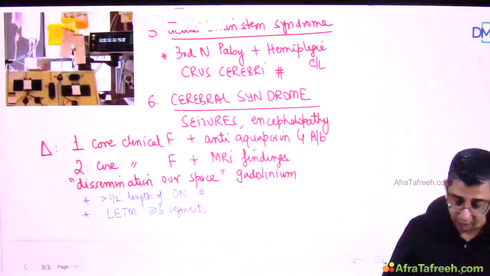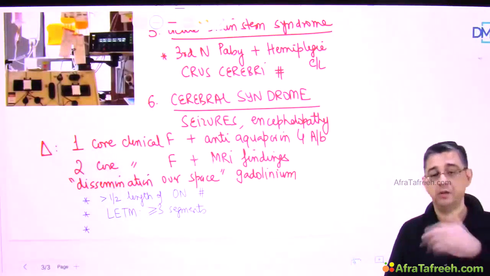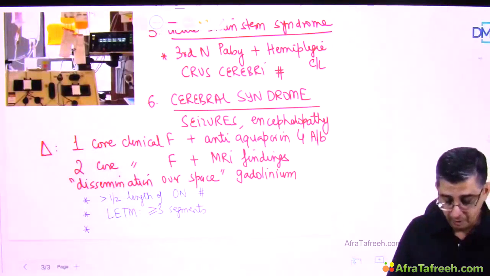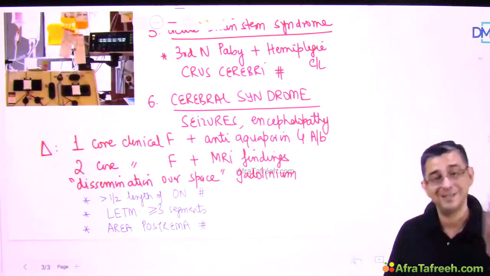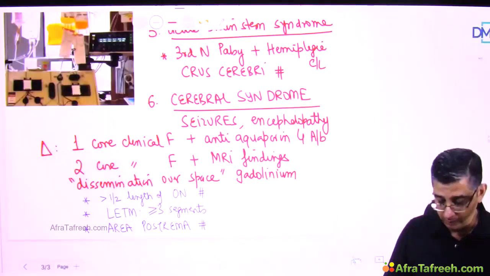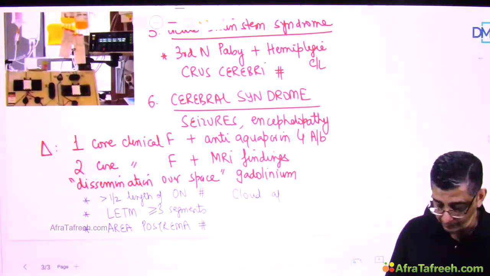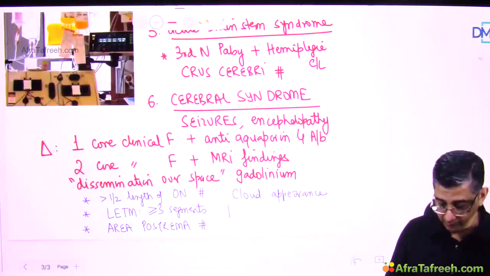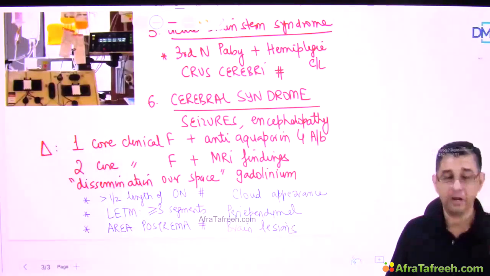So more than half the length of the optic nerve or LETM, longitudinally extensive transverse myelitis, has to be demonstrated. Damage to the area postrema, if visualized, is great. That will explain that this person is having recurrent vomiting, not because of any raised ICP, but mainly because of irritation to the vomiting center. Then I mentioned cloud appearances with respect to MRI. Another feature to be remembered is written as periependymal brain lesions. So if you read any of this vocabulary, that obviously goes in favor of a diagnosis of NMOSD.